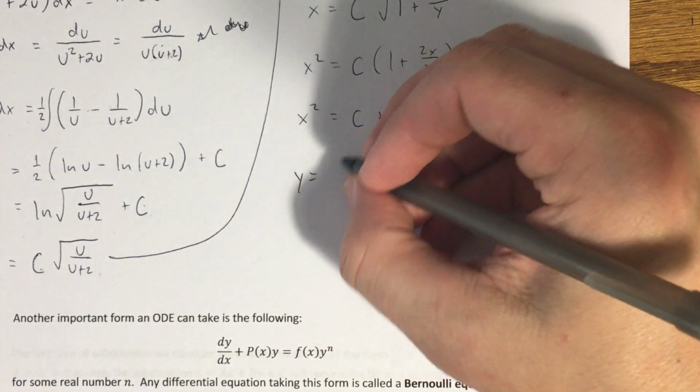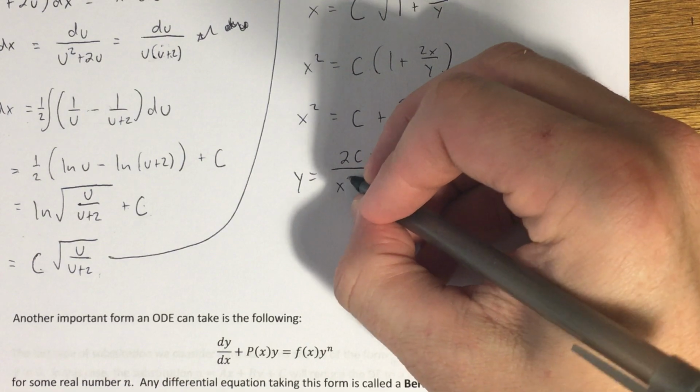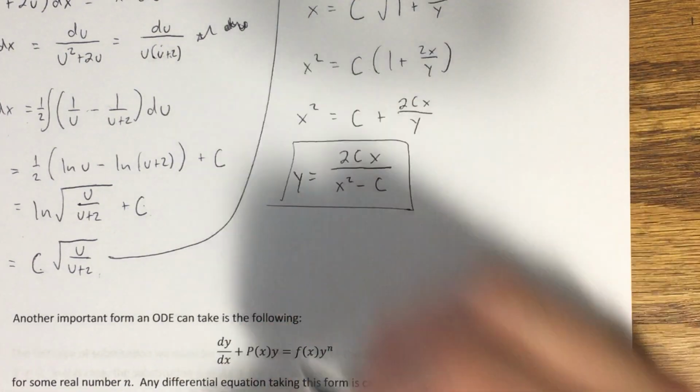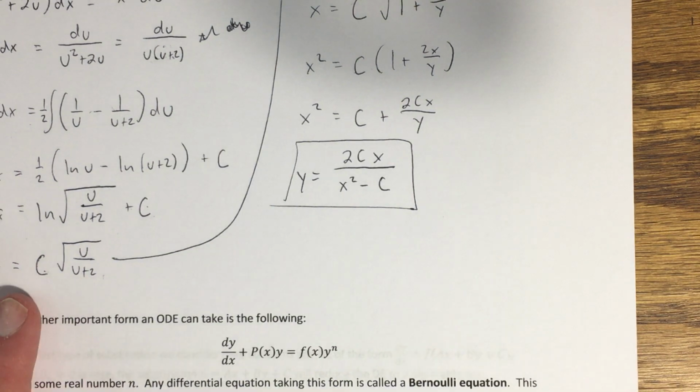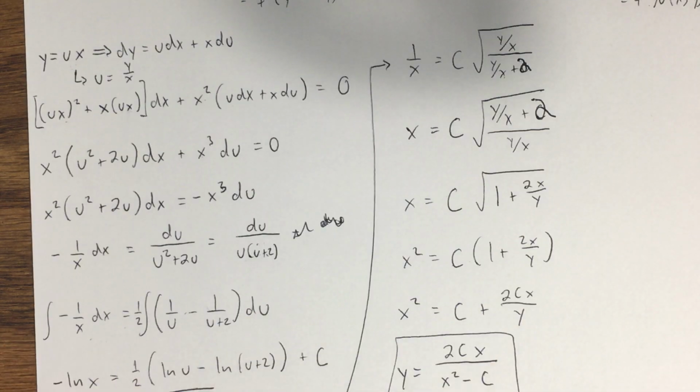Y equals 2cx over x squared minus c. Okay, this wasn't an IVP, so we are looking for an infinite family of solutions. Okay, now it's a lot of work, but again, that's fairly typical as far as one of these differential equations problems go.